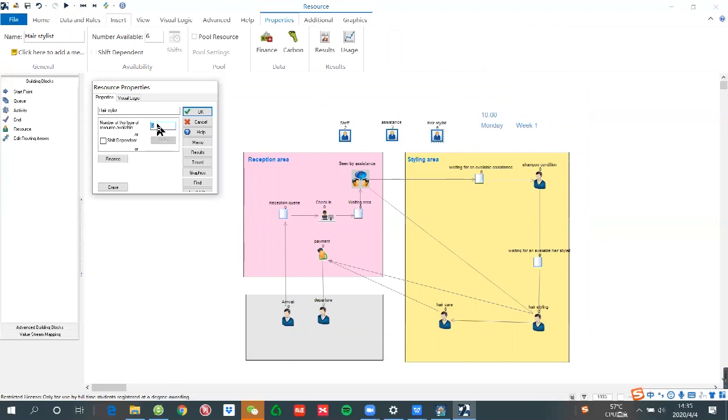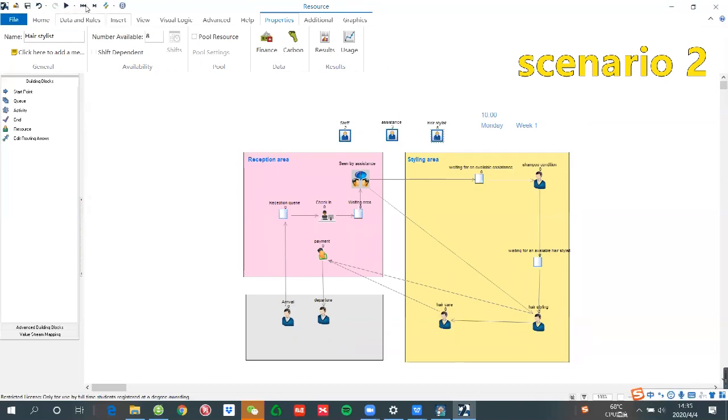So by that, because of the lack of hairstylists, we now decide to increase the hairstylists from 6 to 8, to see how that changes the operation process.